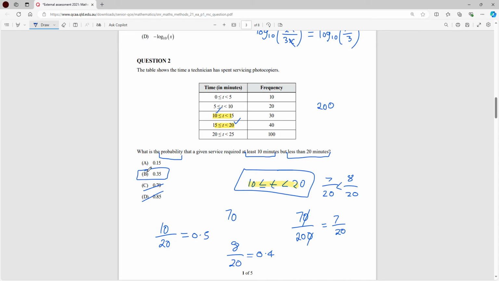So that further backs up why B is the correct answer. Okay, that one's too small, and those are too big significantly.